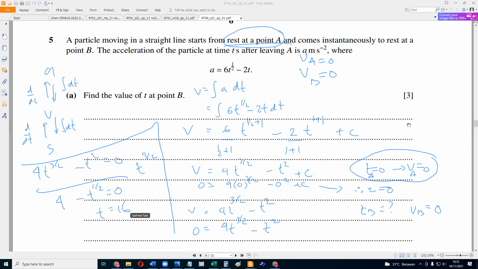Wait, I'm still not getting it. How can you explain? Okay. This is t power 1.5, and t power 2. I'm dividing them by t power 1.5, t power 3 over 2. If we divide them, the 4t^(3/2) simply becomes 4. The t power 2 becomes t power half.